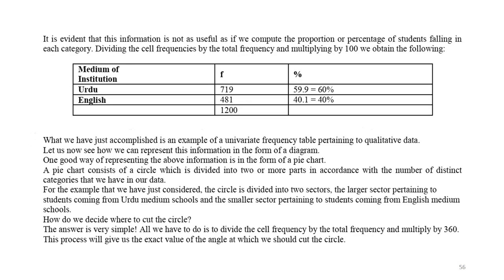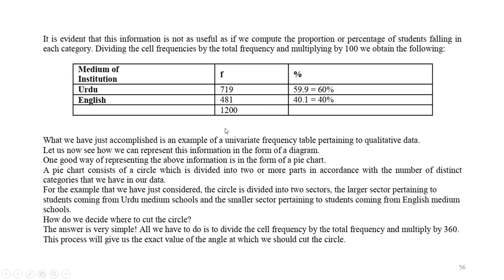It is evident that the information is not as useful as if we compute the proportion or percentage of students falling in each category. Dividing the cell frequency by the total frequency and multiplying by 100, we obtain the following. As you know, the easy way to get a percentage is like when you score 710 marks out of 1100 in school. Here, for the Urdu medium students, 719, you divide by 1200 total students and multiply by 100, and you get about 59.9, approximately 60%. If you divide 481 by 1200, you get 40.1, which is approximately 40, and adding these up you get 100%.